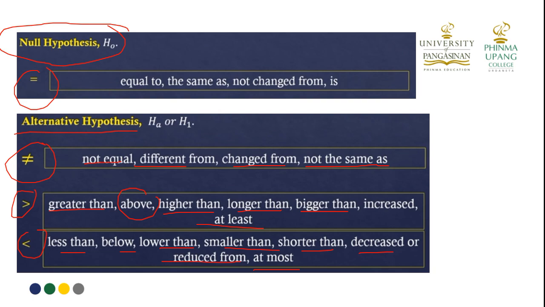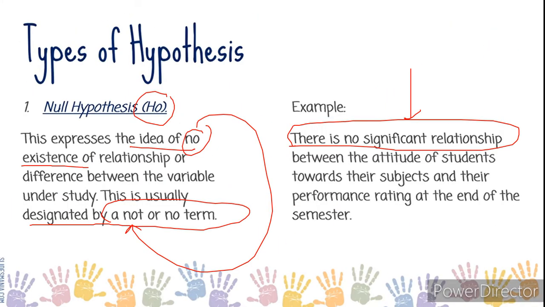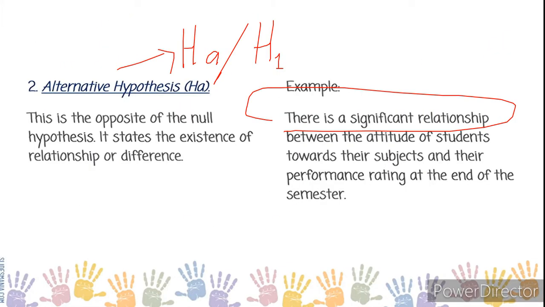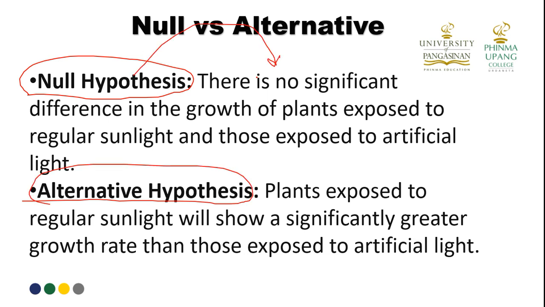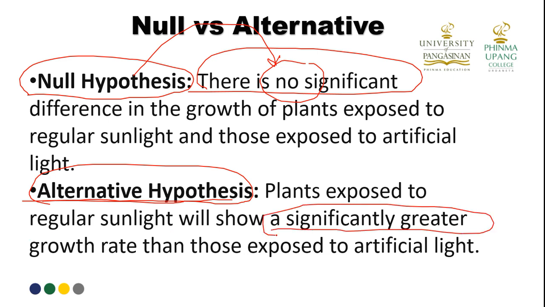So I hope it is clear with our two types of hypothesis, which is the null and the alternative. Here po, example for null versus alternative. So makikita nyo agad dyan na null hypothesis siya by simply observing the statement. There is no significant, so there is a negation. Alternative, so you can see plants exposed to regular sunlight will show a significant greater. So there's a significant, di ba?